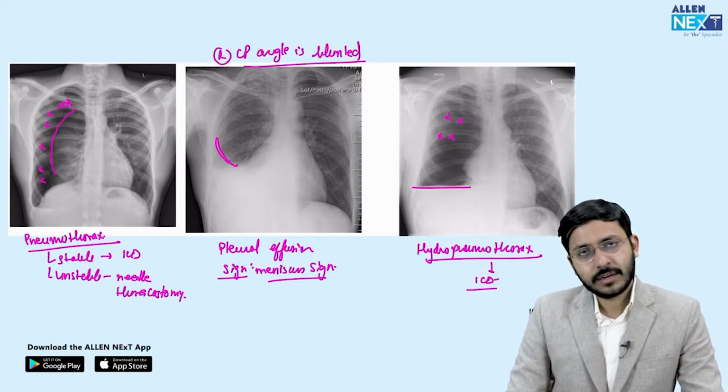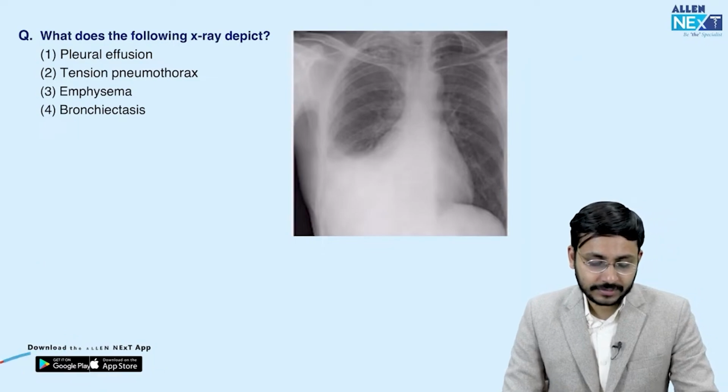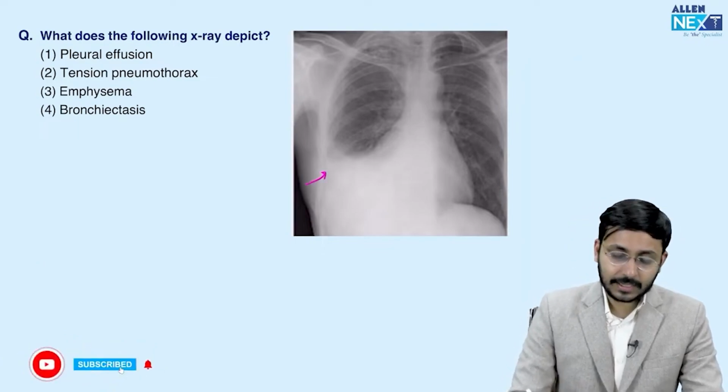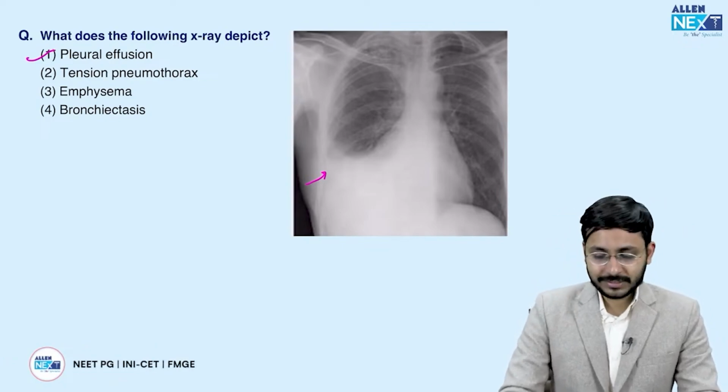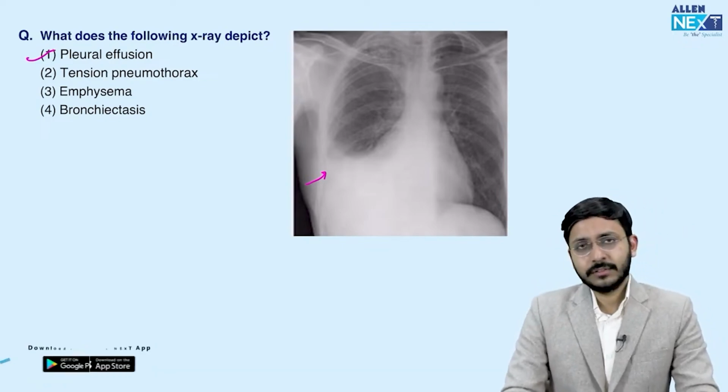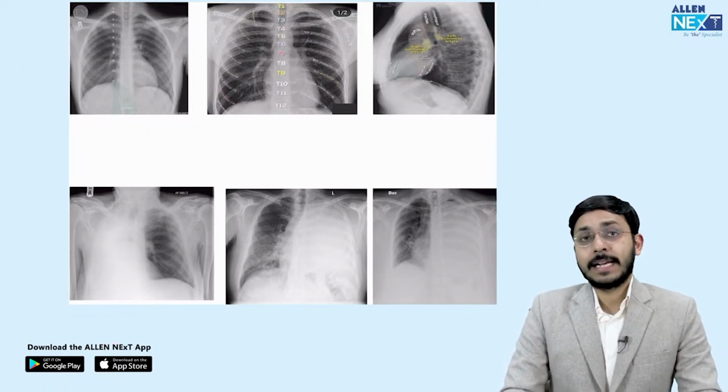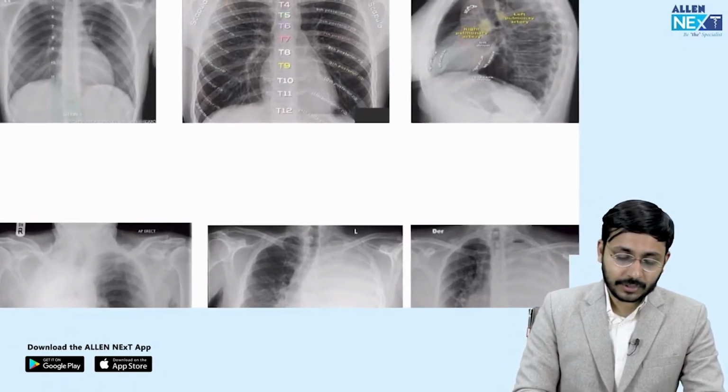Now the next question, we've already read this. What does the following X-ray depict? We know that the right CP angle is blunted and showing a meniscus sign. So this is a pleural effusion. Simple for us. Since we're on the topic of chest X-ray, and chest X-rays are very commonly asked in your exams.